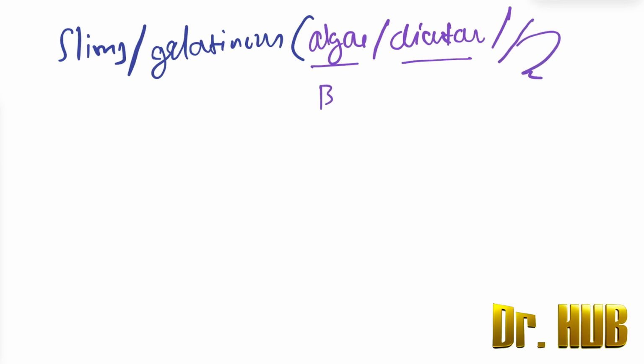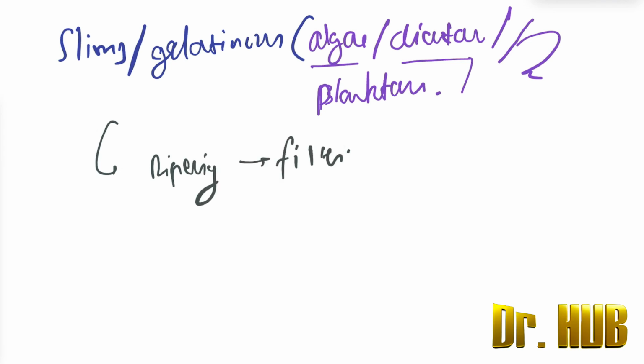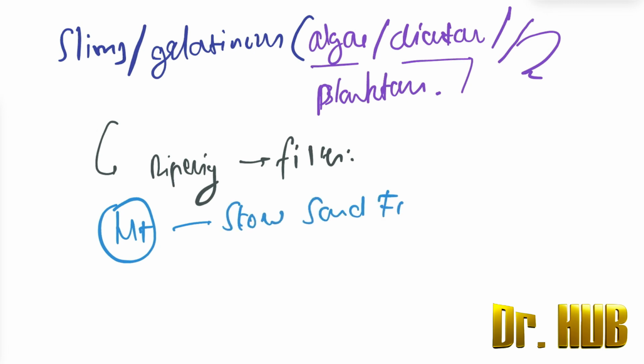There are biological planktons which may also be present. The formation of such a layer is the ripening of the filter, and this layer is the heart of the slow sand filter.